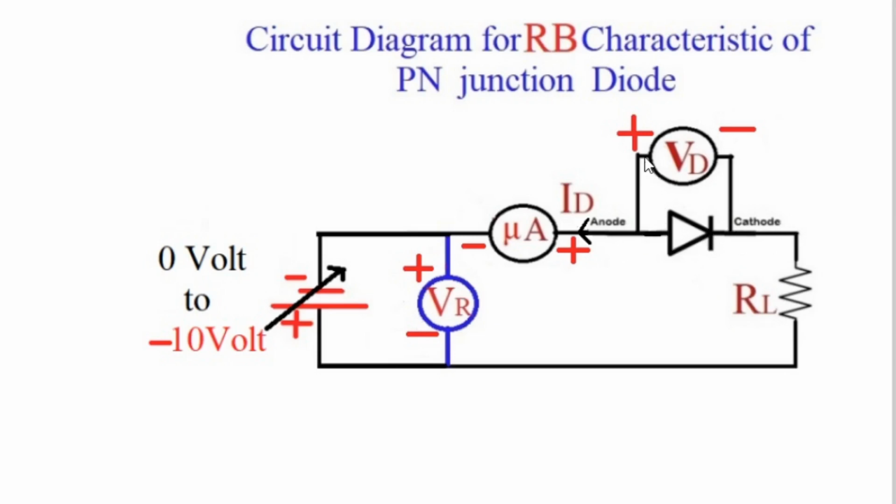And again I am repeating, the voltmeter is always connected such that the positive of the voltmeter is to the anode of the diode, and the negative of the voltmeter is to the cathode of the diode. Now how does the diode get reverse biased? So look at the left hand side.